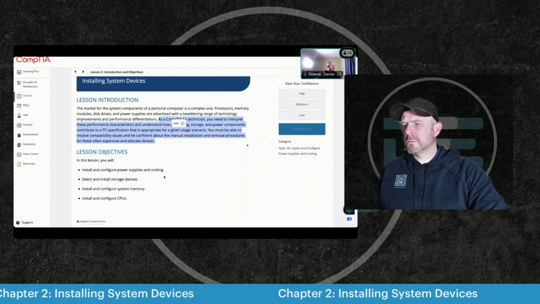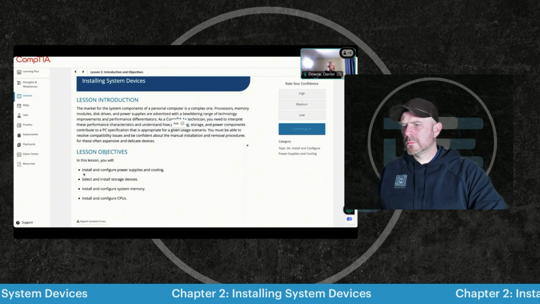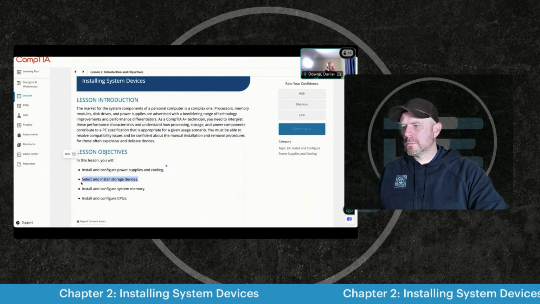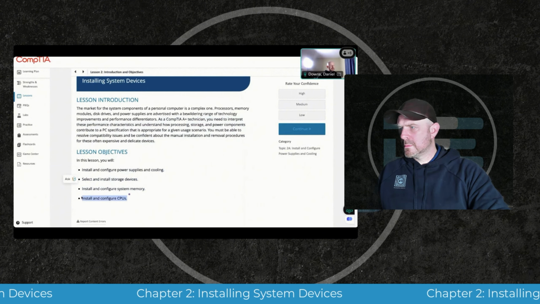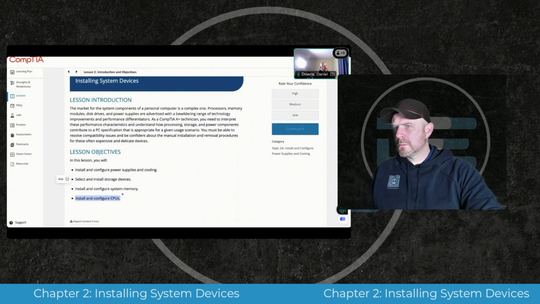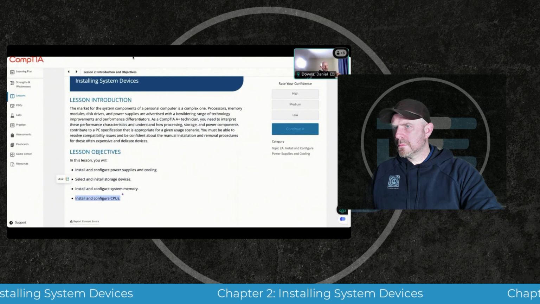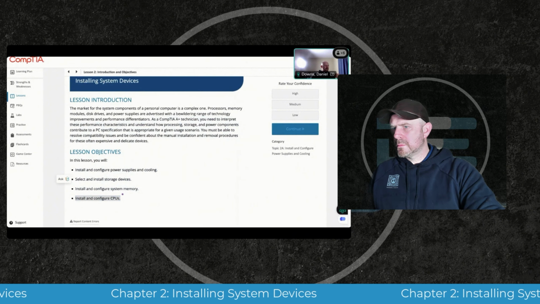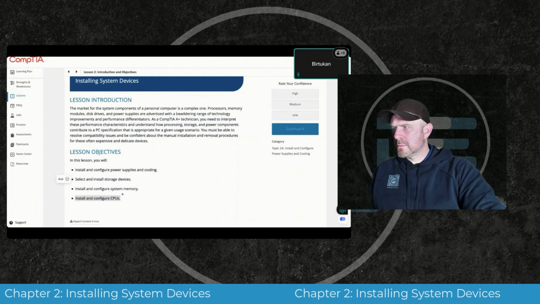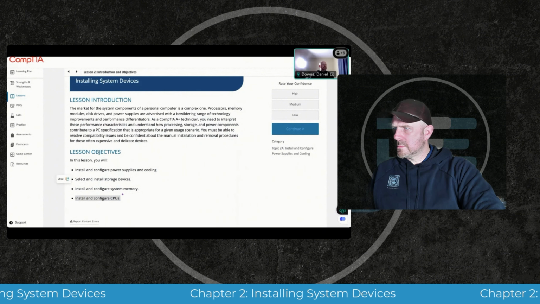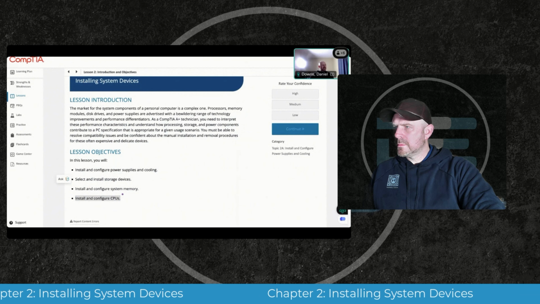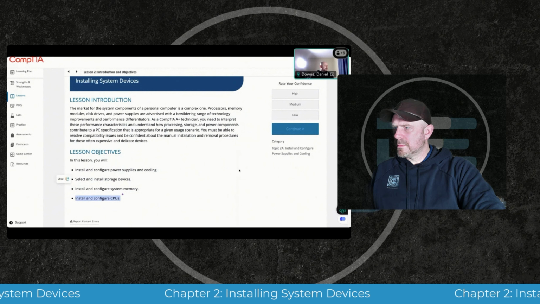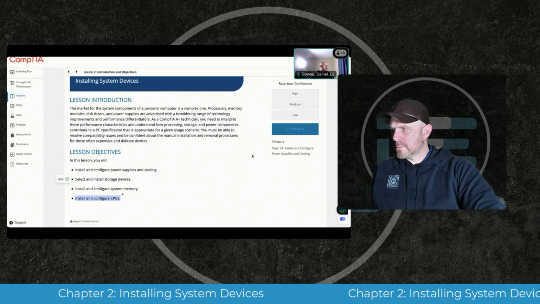We're going to learn how system devices contribute to understanding how a computer works. So there are power supplies and cooling, what type of storage you need on a device, what type of memory is used, and configuring a CPU. As we learned in our last class, what is a CPU? I'll ask the class, what's a CPU? Central processor. Yep, exactly. CPU is central processing unit, and we learned in the last class it's attached to the motherboard, and it's an important part.